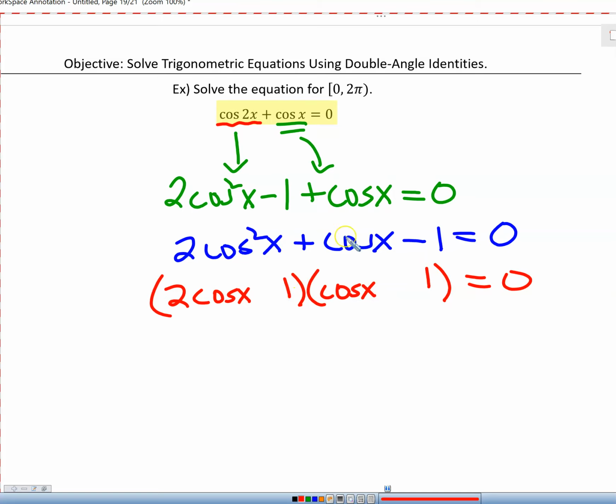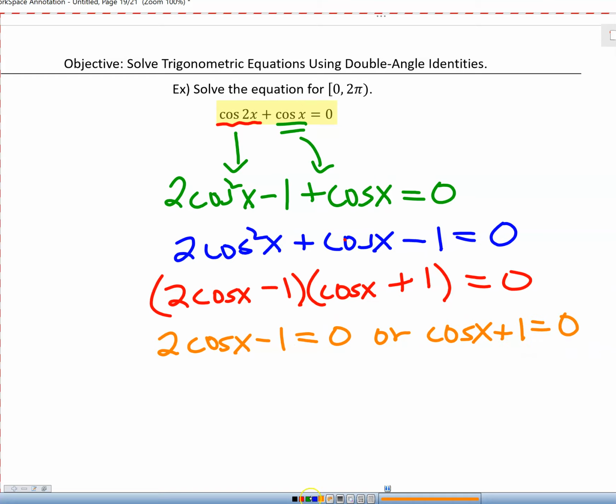And let's see, if I want a positive cosine x, I should do a plus and a minus. That'll give me 2 cosine x minus 1 cosine x for my positive 1 cosine x. All right, so now I've got a product of factors equals 0. So my zero product property says either 2 cosine x minus 1 equals 0 or cosine x plus 1 equals 0. This first one, I would add 1 and divide by 2, which gives me cosine of x equals 1/2.